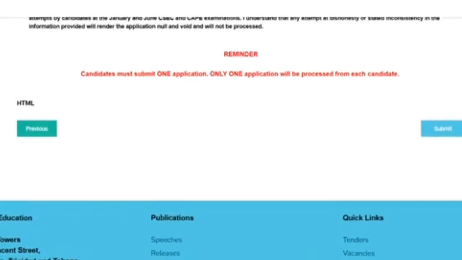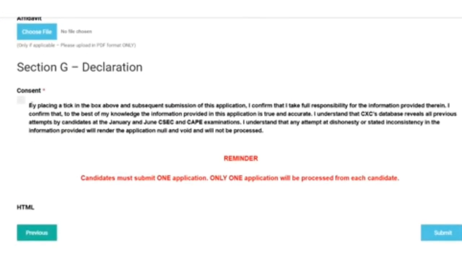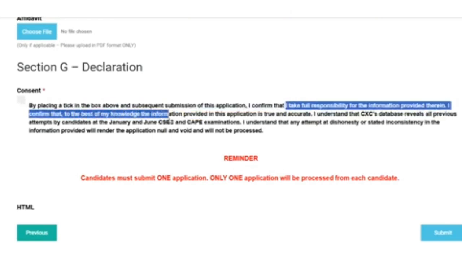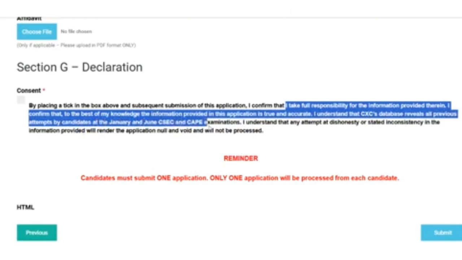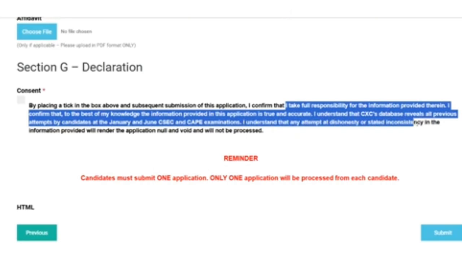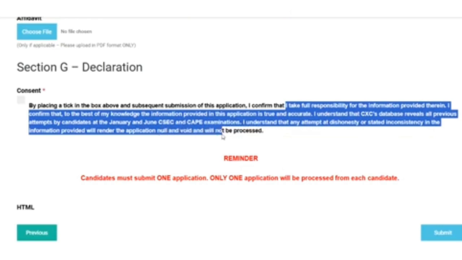Once you do all of that, you will press OK by ticking the box above. Upon submission of this application, I confirm that I take full responsibility for the information provided therein. I confirm that to the best of my knowledge, the information provided in this application is true and accurate. I understand that CXC's database reviews all previous attempts by candidates at the January and June CXC registration. I understand that any attempt at dishonesty or stated inconsistency in the information provided will render the application null and void and it will not be processed.